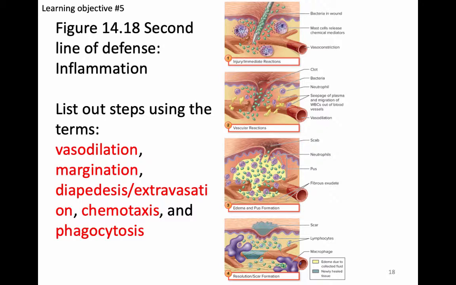In step 3, we have edema and pus formation, which is a result of death of phagocytes as well as death of the microbe. And then in step 4, we have resolution, so most of the microbe has been cleared from the wound. We have a scar formed and the vessel has been repaired.